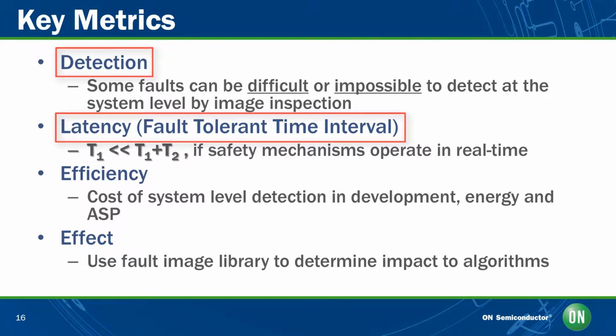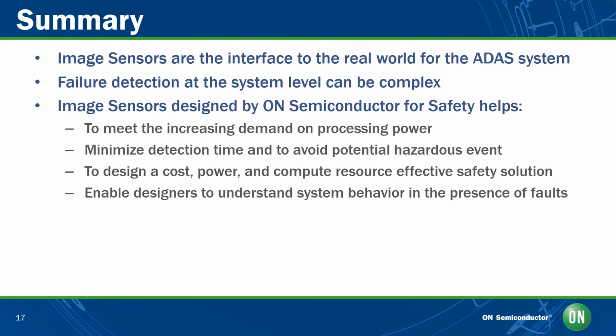Latency is minimal when done on the sensor, leaving the most reaction time for the system. Efficiency is best when the sensor performs most or all data analysis on sensor, leaving the system to only monitor a fault/no fault flag. And to understand the effect on the system for every single fault, a fault image library provides a quantitative way to identify safe versus unsafe faults and to enable the system to achieve the maximum diagnostic coverage. With image sensors playing such a vital role in autonomous vehicles, functional safety on the sensor is the best way to provide the highest diagnostic coverage with the lowest impact on the system.